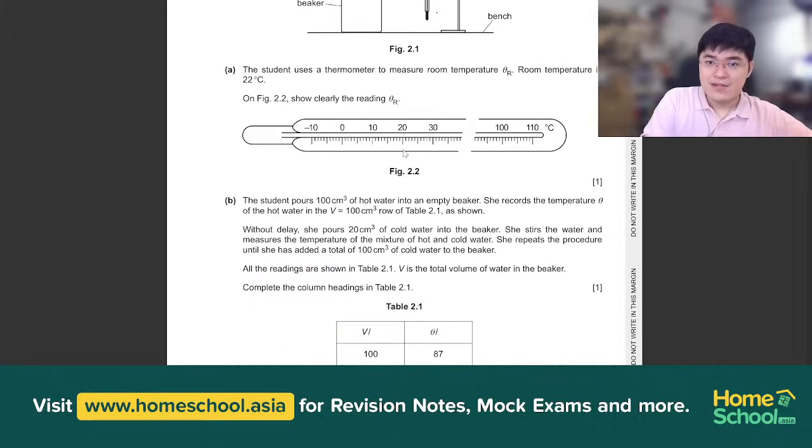Each of these big readings is 5 degrees Celsius. Each of these small readings is 1 degree Celsius. So very, very easily, 20, 21, 22. 22 degrees Celsius is here.